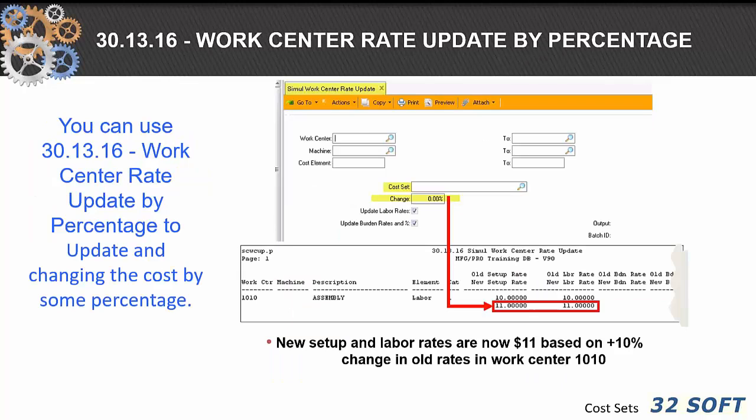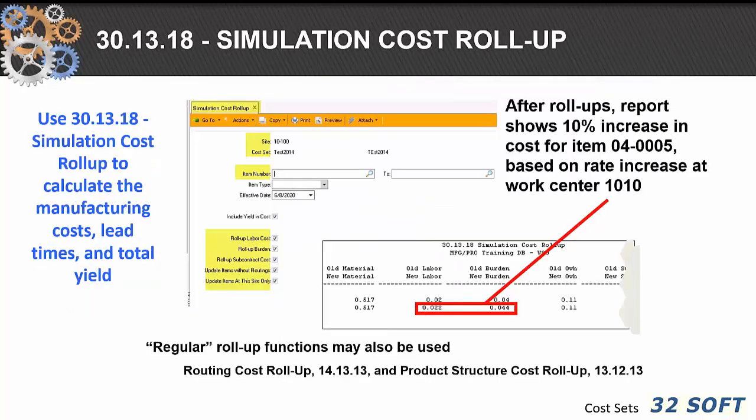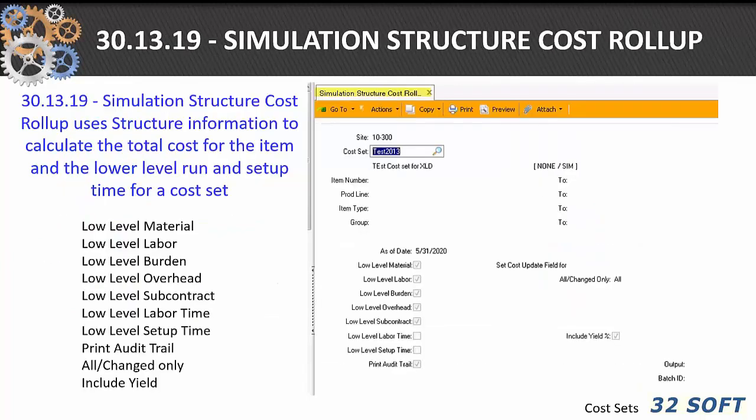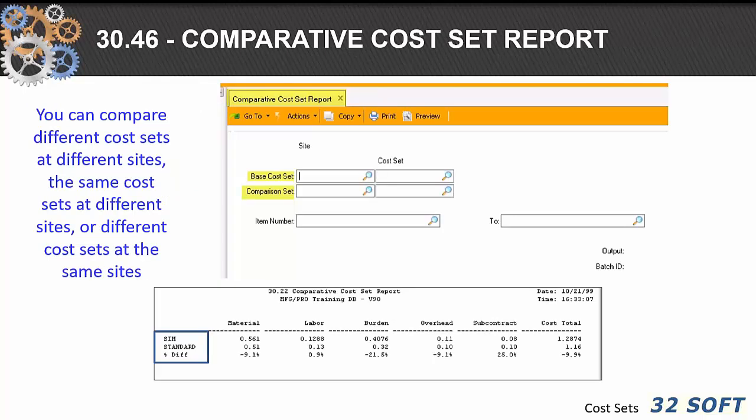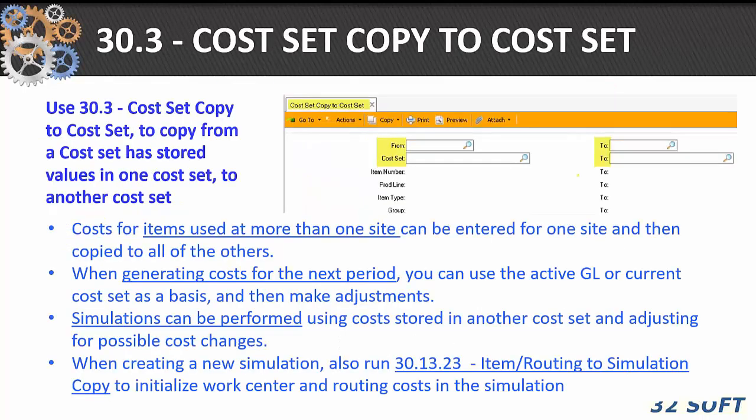You can update those cost sets by percentage rate, either in your setup or run rates. Then you can run your simulated cost roll up, and you can do that both in terms of the routing and the bill of material in your simulated cost sets. And then there's this nice little 30.46, which gives you a comparison between various cost sets. If you've got a simulated versus a standard, you can look at the variances.